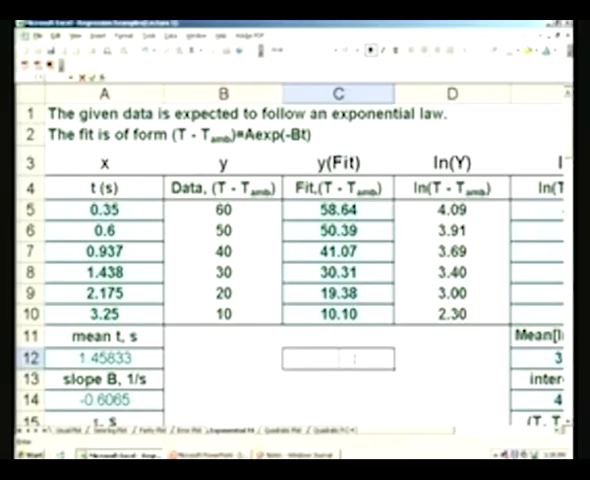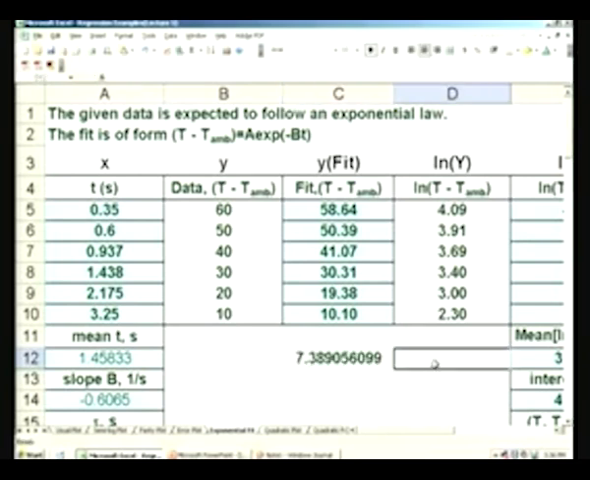For putting a formula, I have to put an equal sign. That means that whatever is going to follow is going to be a formula. For example, exponential of, let us say, 2. So, if I come out of that cell, the formula has been calculated. E to the power of 2 is 7.38, whatever is shown here.